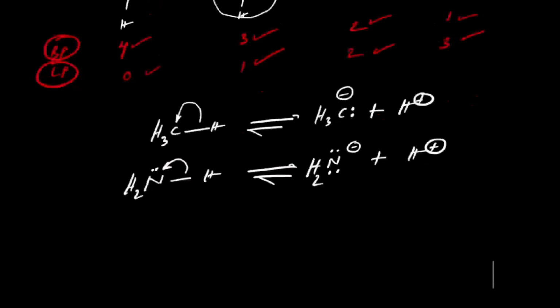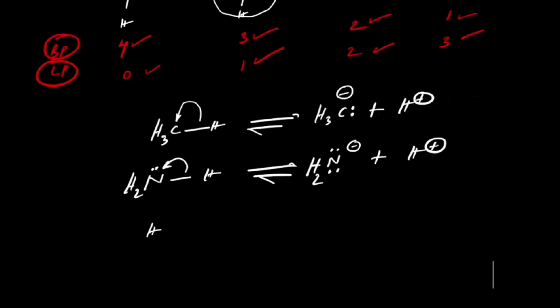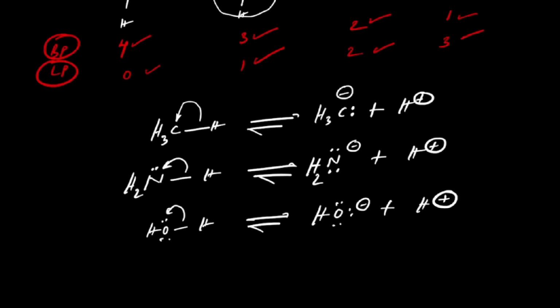Now what about water? If I write OH H, and it acts like an acid, then it is OH minus, hydroxide, plus H plus. Correct? Next. Last is HF. If I write FH, it doesn't matter, FH or HF is the same. Now if fluorine grabs this bond pair, what is left? F minus plus H plus.